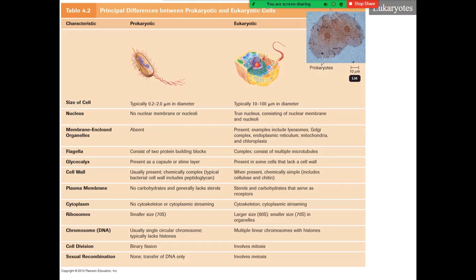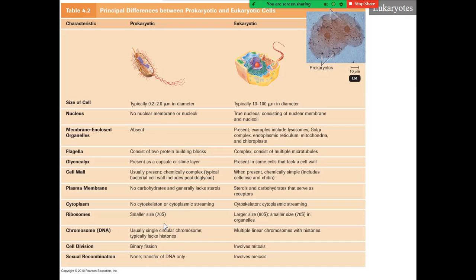The cytoplasm, this is an oversimplification. The cytoplasm of a prokaryotic cell does have a cytoskeleton. This book is way behind the times. This discovery is now at least 15 years old, maybe 20 years old, where prokaryotes do have a cytoskeleton, but the cytoskeleton is simpler in a prokaryotic cell than a eukaryotic cell. And there's also cytoplasmic streaming in a eukaryotic cell, and I'll show you a video of that.